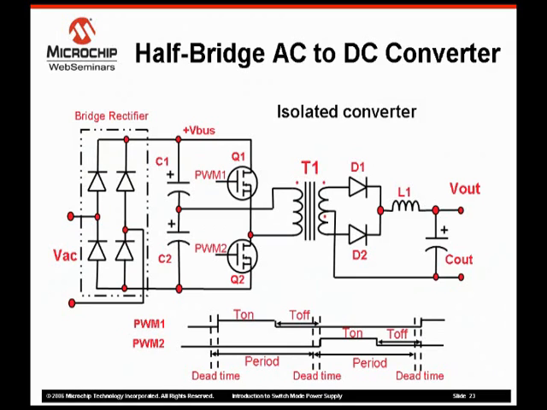Half-bridge AC to DC converters. The half-bridge converter uses two transistors that operate in an alternating fashion. One transistor turns on and then off in one PWM cycle, and then the other transistor in the next PWM cycle turns on and off. The flux is again reset when the other transistor is turned on, so duty cycles from 0 to 1 are possible.